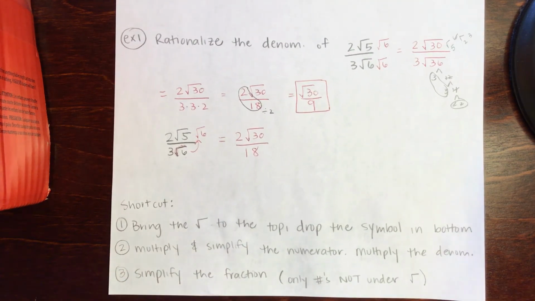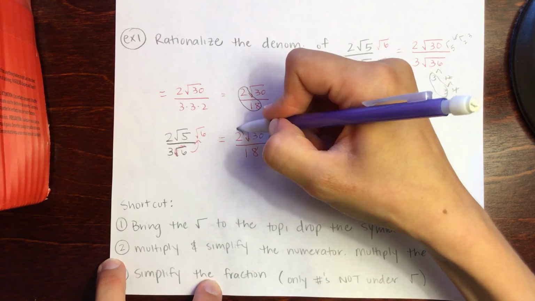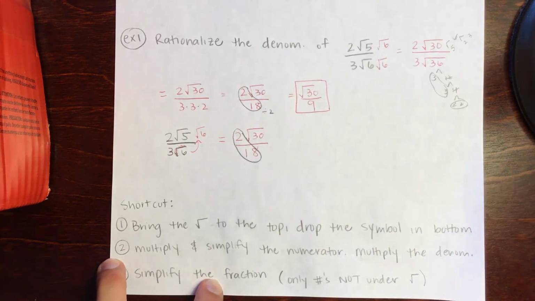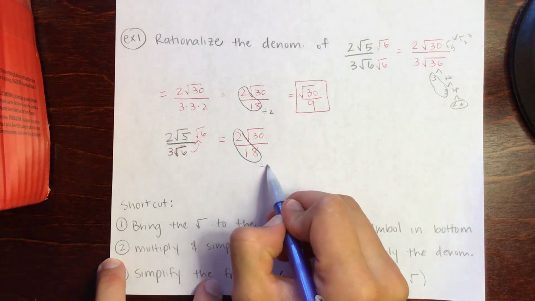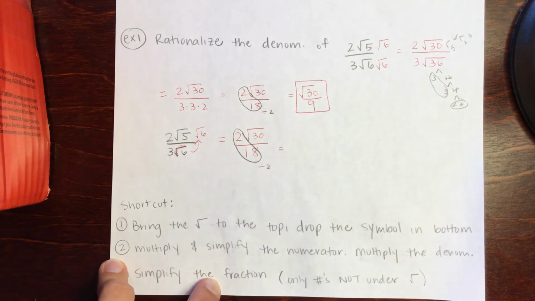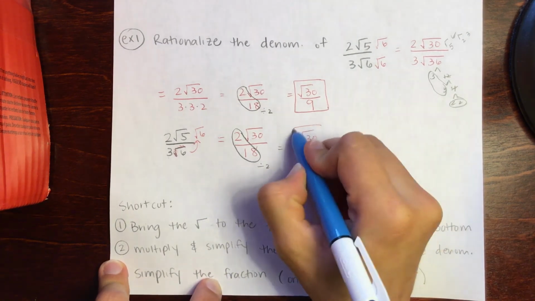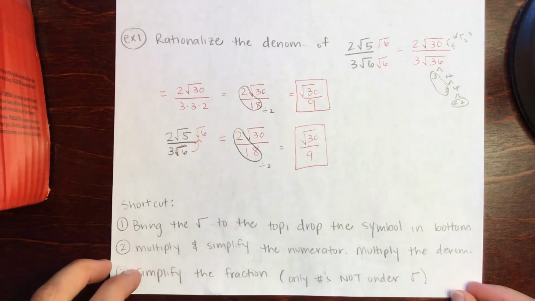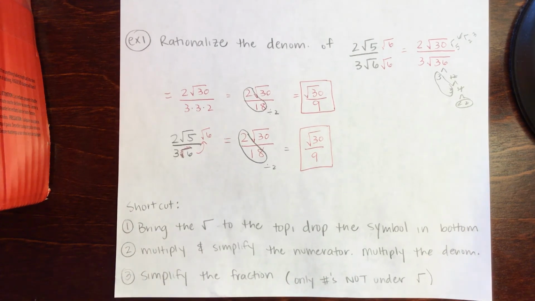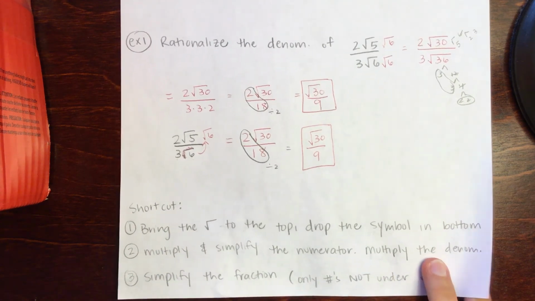Now, simplify your fraction. Just like before, only worry about the numbers that aren't part of the square root. I can divide a 2 out of both of them, and I'm left with the same thing. It's not going to ever give you anything different. Let's do 2 more examples.